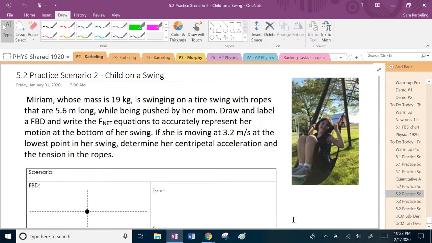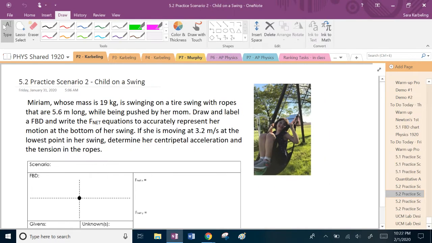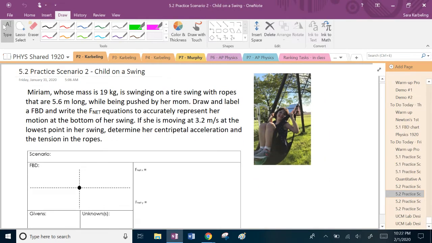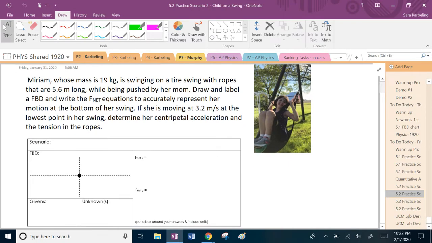This is the same problem that we looked at last week with the child on the swing, but again, just kind of like we did with the yo-yo problem, just sticking some numbers in to do a little more analysis. All right, so we've got Miriam, who's got a mass of 19 kilograms, swinging on a tire swing with ropes that are 5.6 meters long while she was being pushed by her mom.